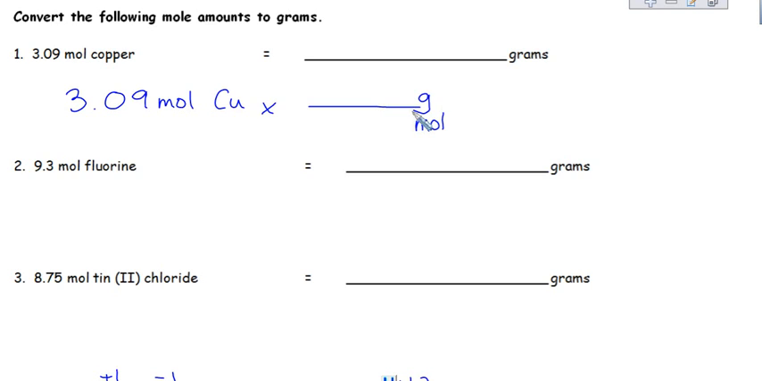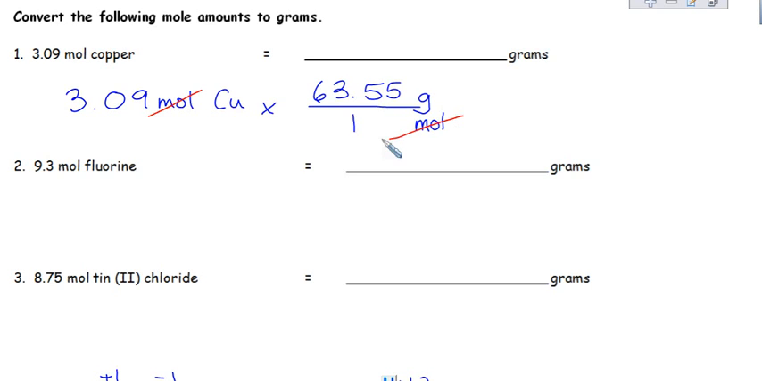Now I just need to know the grams per mole of copper, which is its molar mass. Molar mass is the grams per mole. You find it on a periodic table. So you really just look up the mass of copper on your periodic table. 63.55 grams per 1 mole, the molar mass of copper. I know my proportion is set up correctly if I can cancel moles and the only unit left is the one that I want, grams.